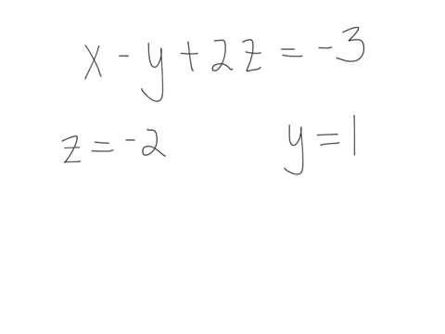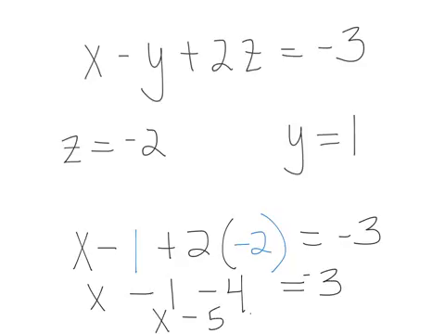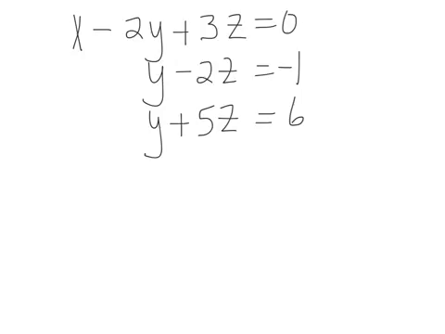So let's go ahead and make the final substitution. We've got x minus y is 1 plus 2, z is negative 2, equals negative 3. So we've got x minus 1 minus 4 equals negative 3, or x minus 5 equals negative 3, and if we add 5 to both sides, we end up with x is 2.